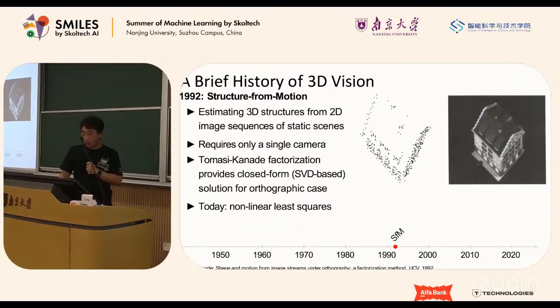Nearly 30 years ago, in 1992, an important idea was developed: structure from motion. The problem of structure from motion is to estimate 3D structure from 2D images in a sequence. Structure from motion, or SFM, jointly estimates camera motion and the 3D structure of a static scene from a sequence of images.